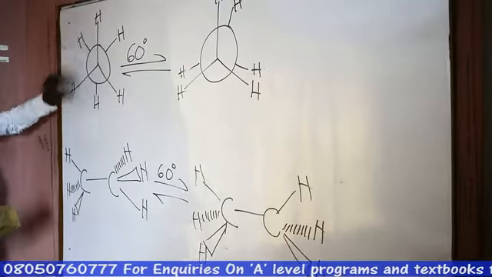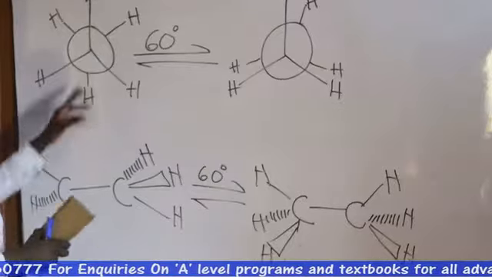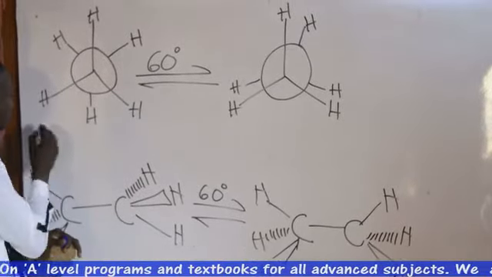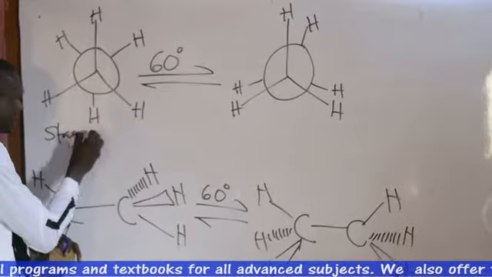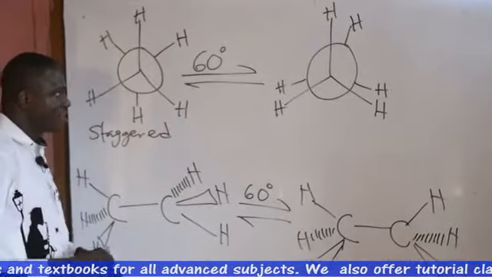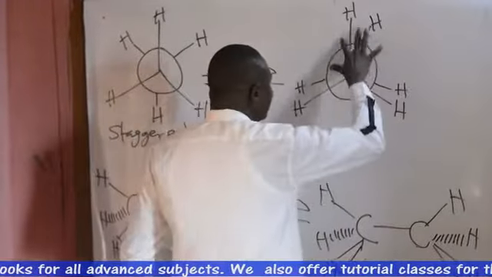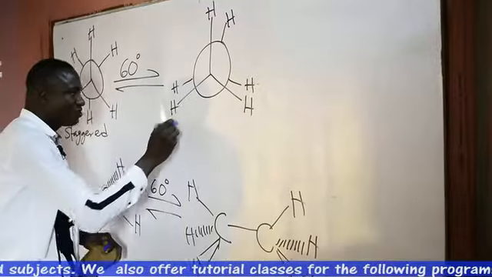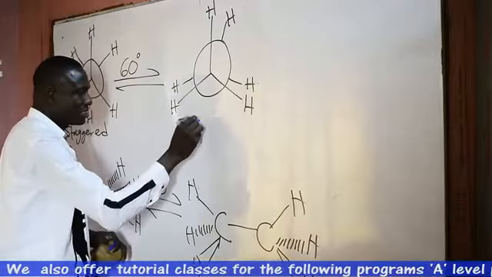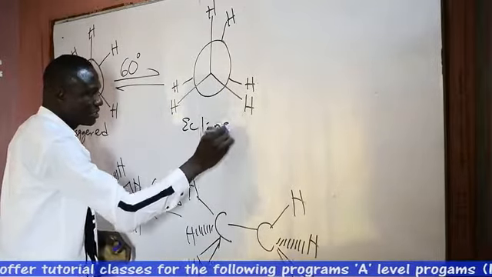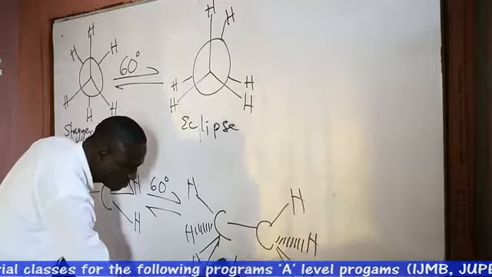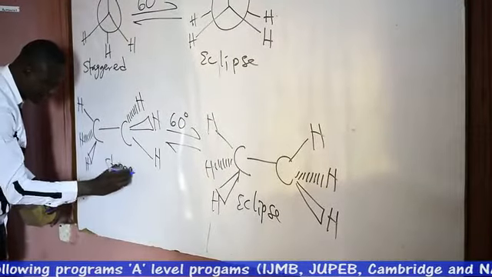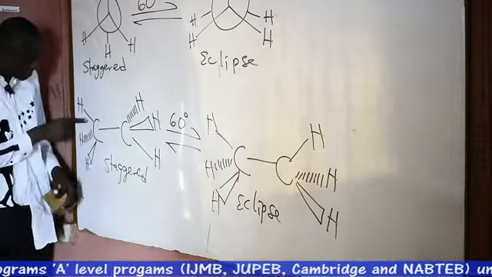Now, looking at this, you will see that in this conformer, there is more space between the hydrogen atoms on each of the carbon atoms in the molecule. This type of conformer is what we refer to as the staggered conformer. While here, the hydrogens are very close to one another, with not much space, and this is what we call the eclipsed conformer. So this is also an eclipsed conformer. This is the staggered conformer.